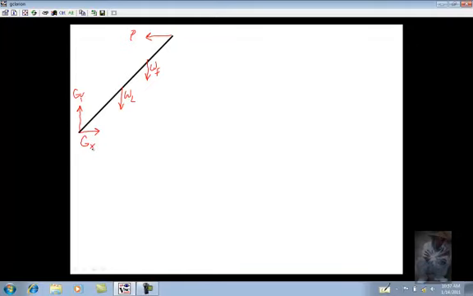Shouldn't P be at 90 degrees with the wall? Well, no, because the wall is going to push it directly to the left. Okay? All right.